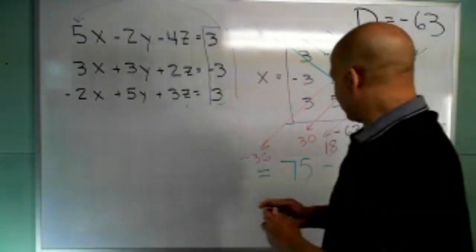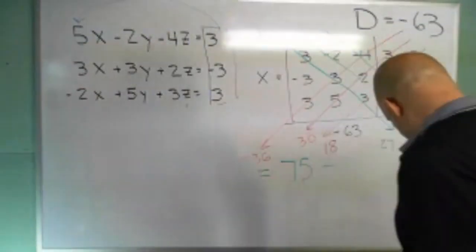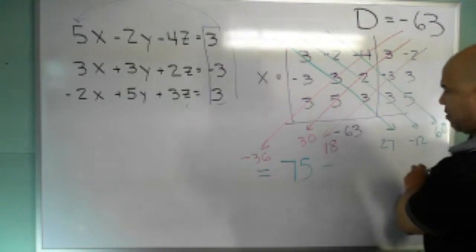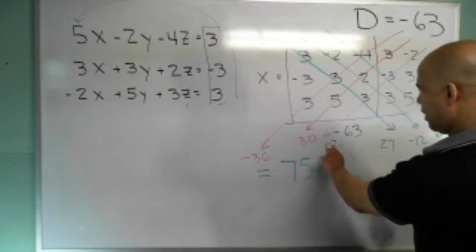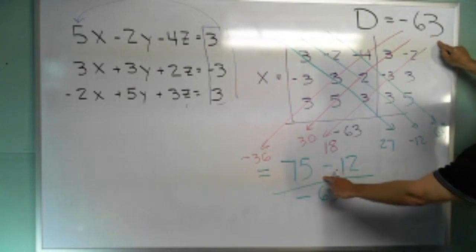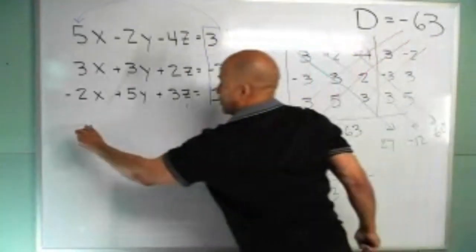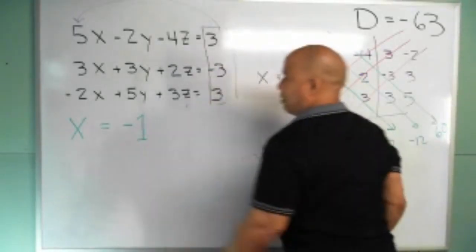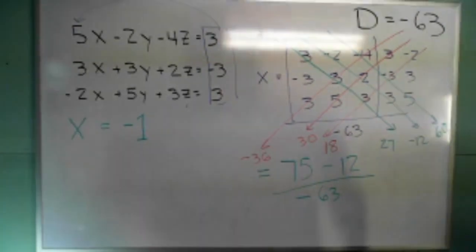How much is that? 12. I got positive 12. I want to divide that by minus 63. I can see on top that's a 63, so that gives us x equals a negative 1. So we got a negative 1 for x.